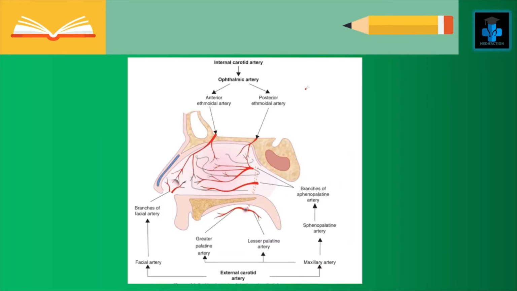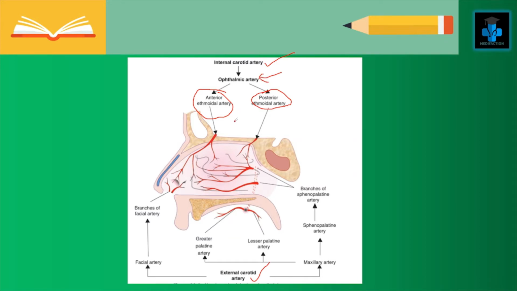Now let's see the blood supply of the lateral wall. The lateral wall also has blood supply from the internal carotid artery system and also the external carotid artery system. In the internal carotid artery, we have the anterior ethmoidal artery and posterior ethmoidal artery, just like the nasal septum, which are branches of the ophthalmic artery.